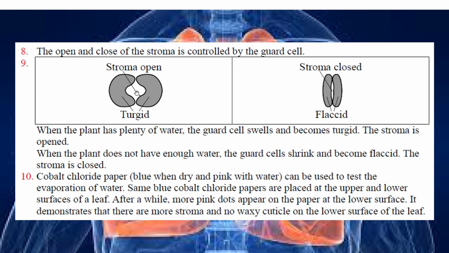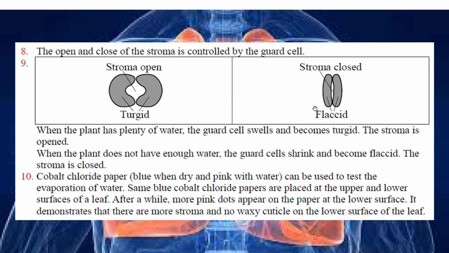And how to control the opening and closing of the stoma? When you draw these two diagrams, you remember when the guard cell is turgid, full of water, it opens. When it has water, it doesn't mind about transpiration, right? When it doesn't have enough water, it becomes flaccid, and when it becomes flaccid, the stoma closes, decreasing the transpiration. That's a good mechanism.